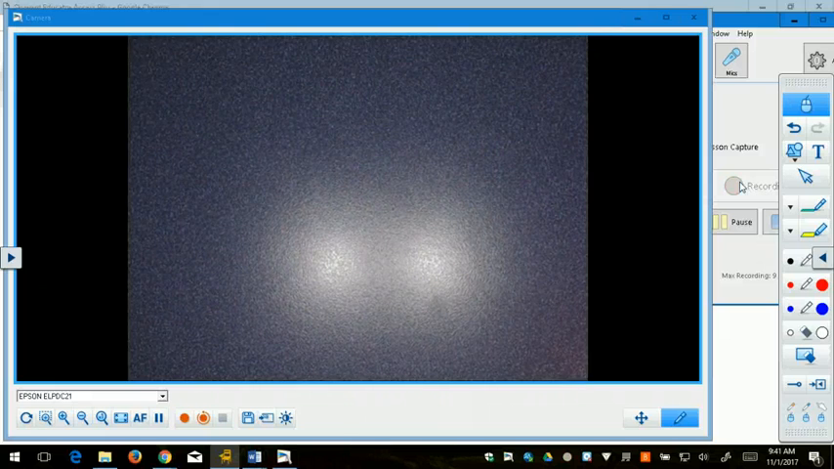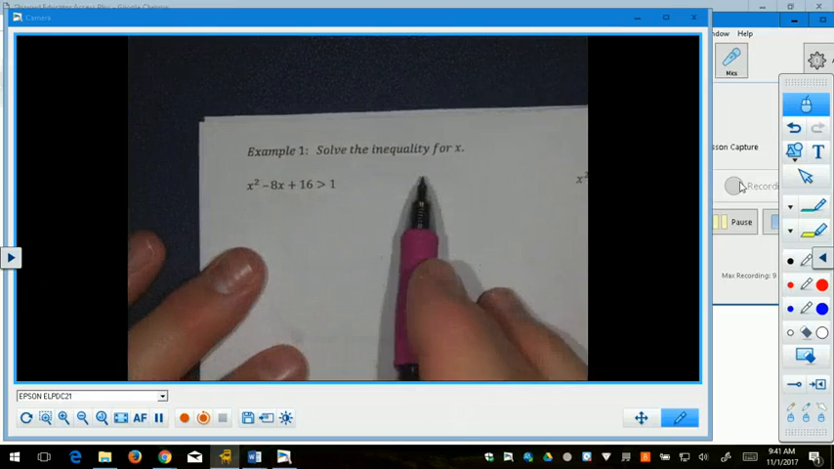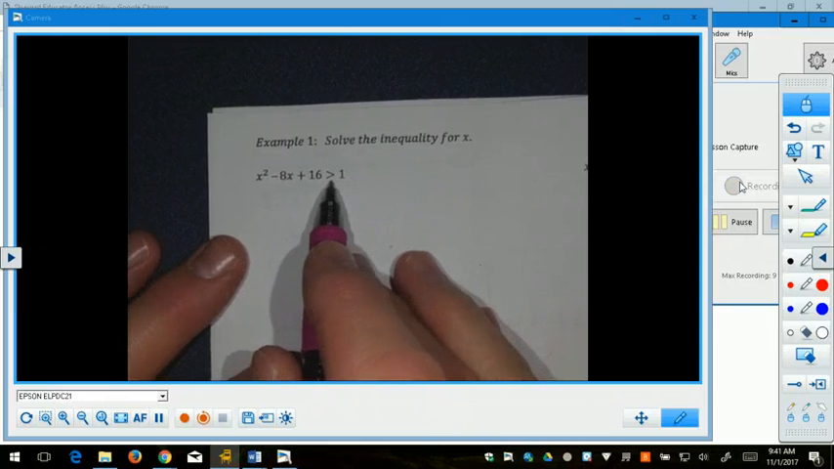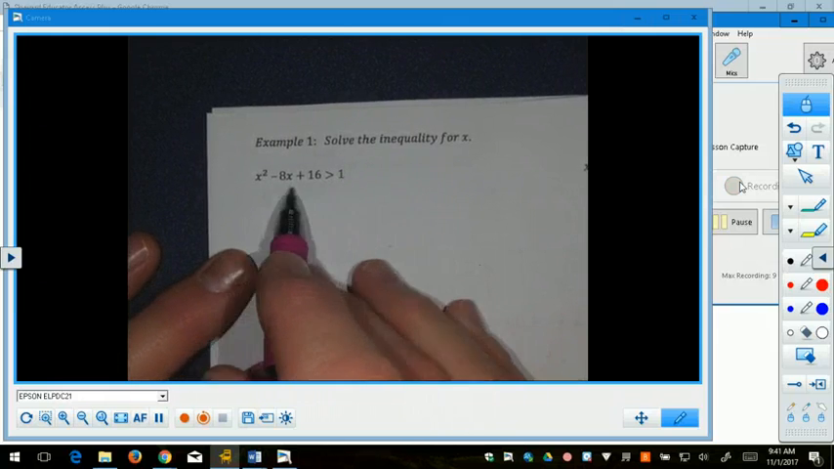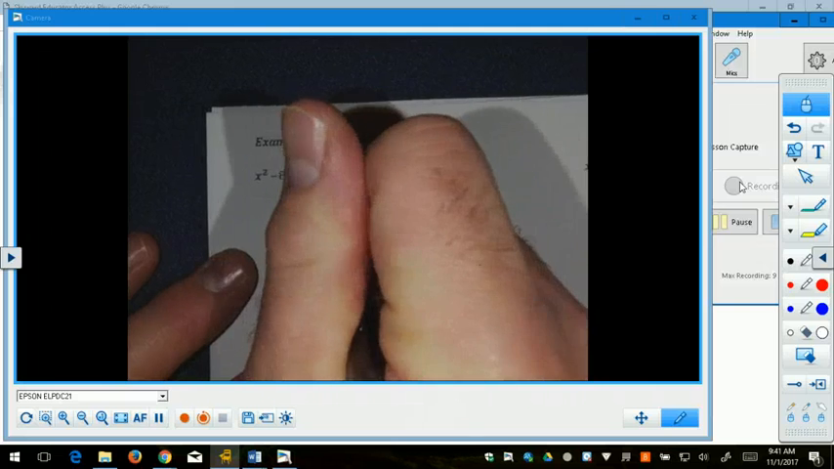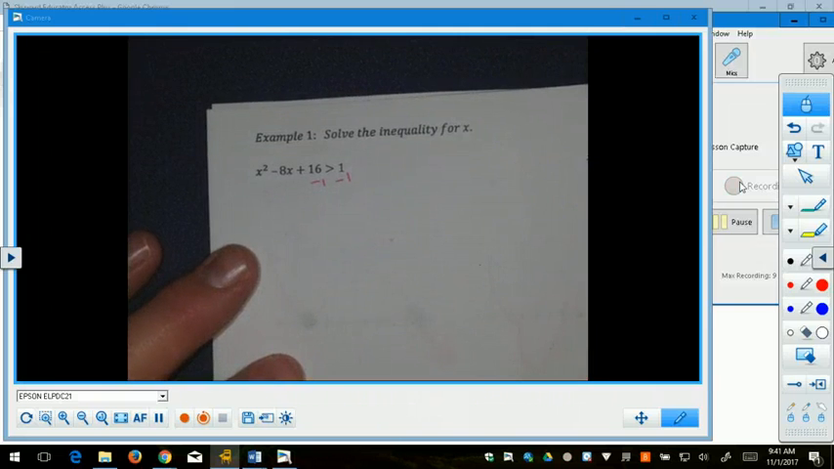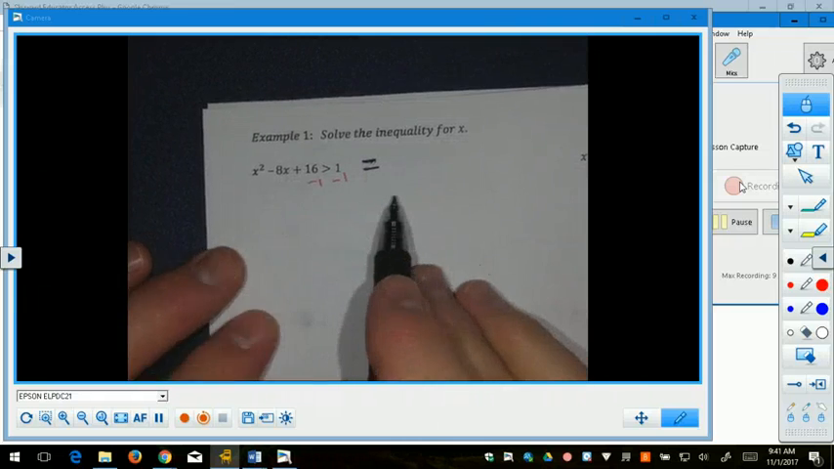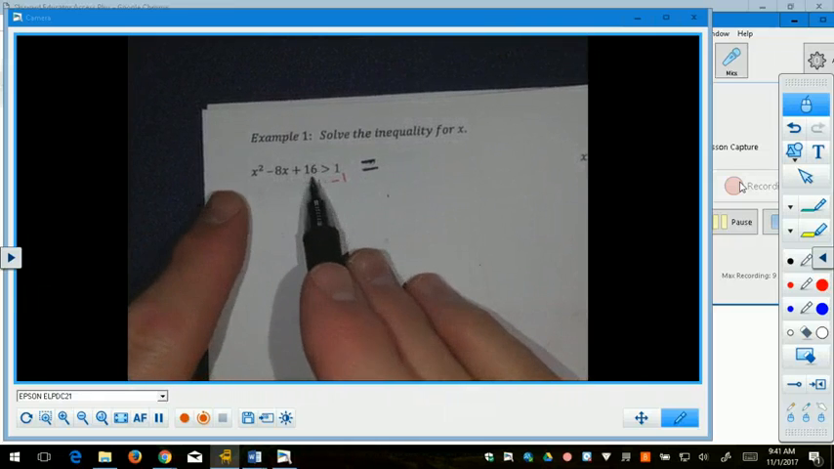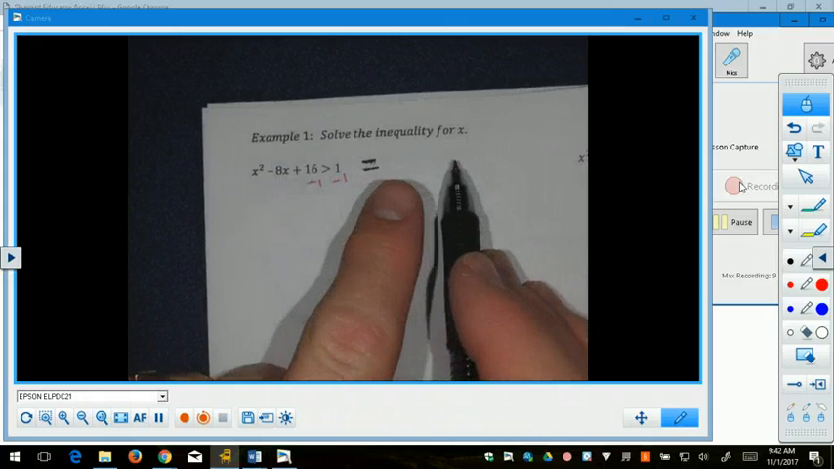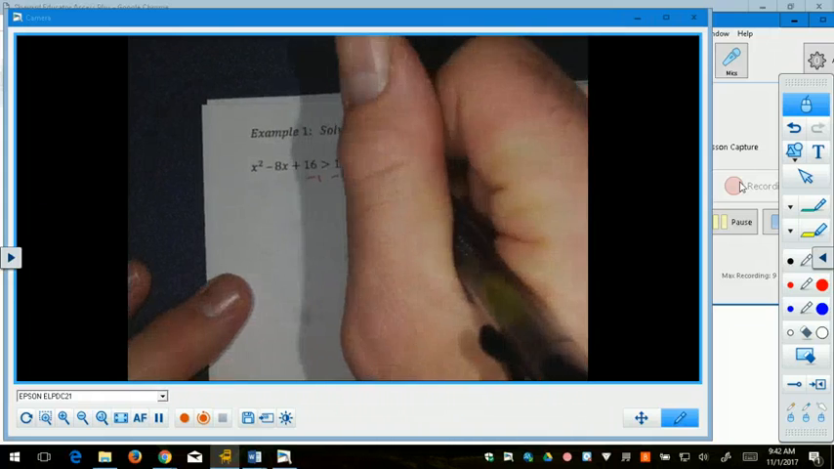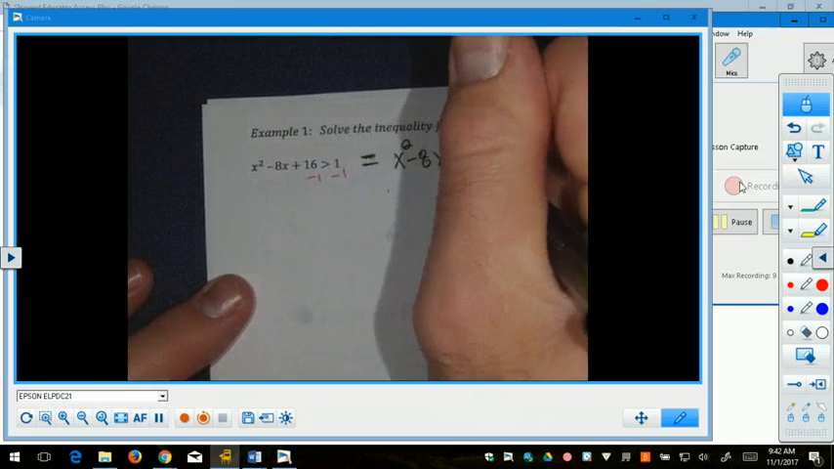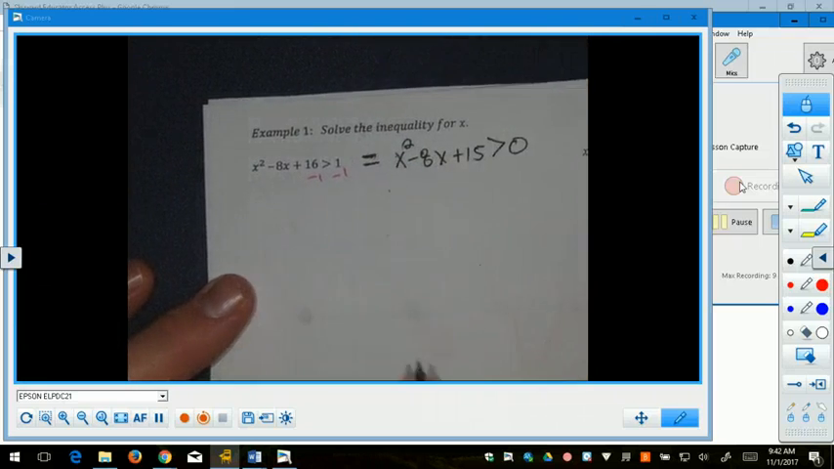All right. Solve the inequality for x. Well, in this case, we need to get it equal to 0 or greater than or equal to 0. So I'm going to subtract 1 from both sides. This gives me my new polynomial function, and my answers for x for this will be the same answers that would be for x for this. So this is going to give me x squared minus 8x plus 15 is greater than 0.